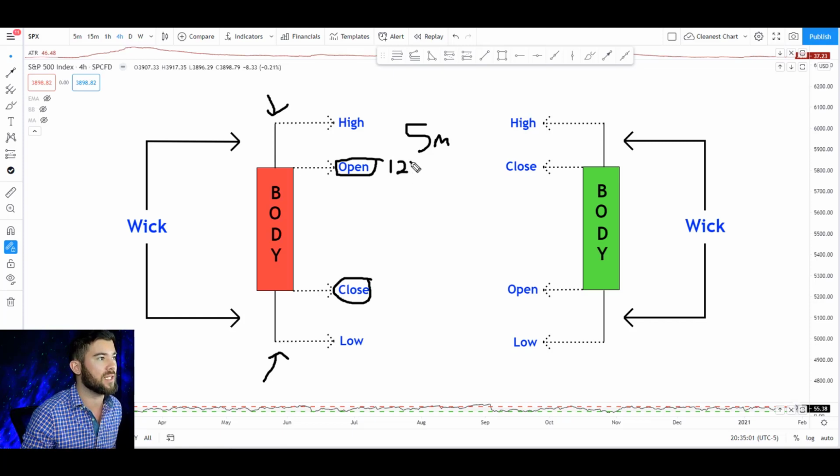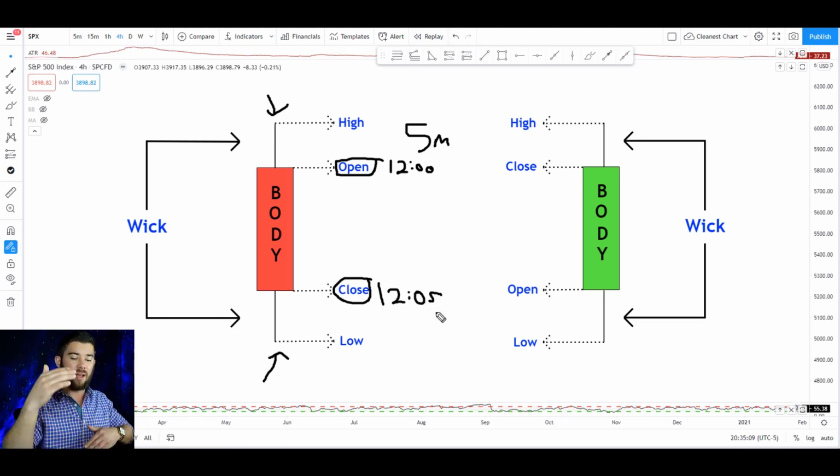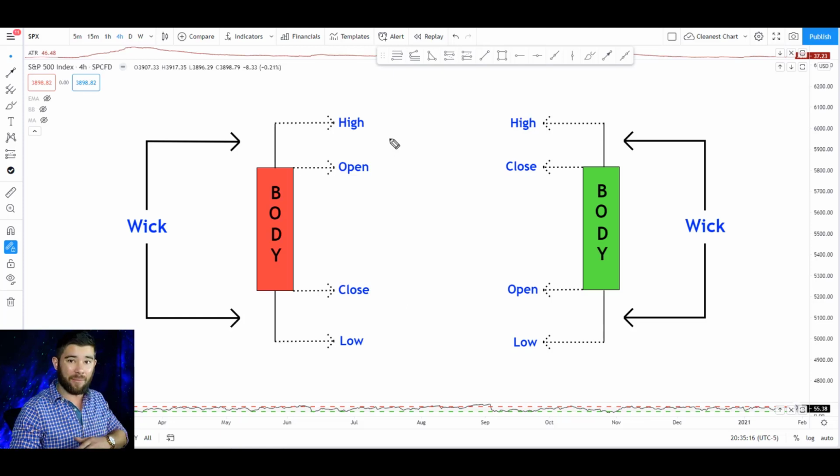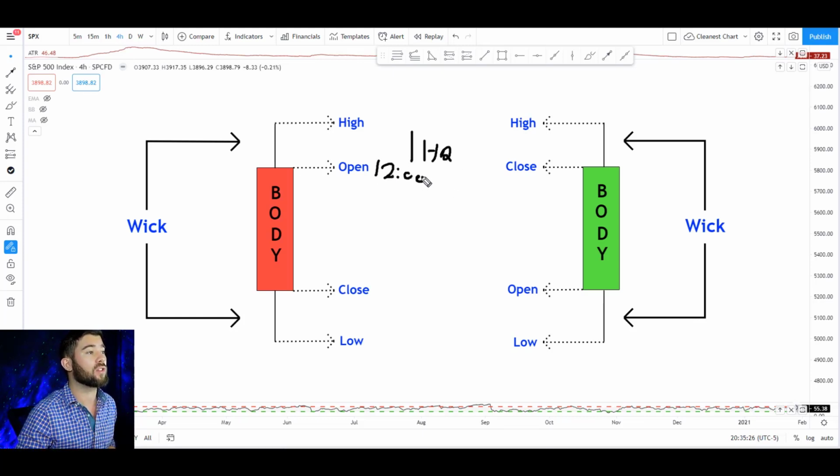Again, if we started this at 12 o'clock, then the closing price would be at 12:05. And this candle shows you all of the action of price between 12 and 12:05 if you're on a 5-minute chart. If we're on any other time frame, everything is exactly the same except for the amount of time that passes. If you're on a 1-hour chart, then this would be the open at 12 o'clock and the close of this candle would be at 1 o'clock. Everything else stays the same. The low is the lowest point that candle got to during that hour. The high is the highest point that candle got to during that hour.